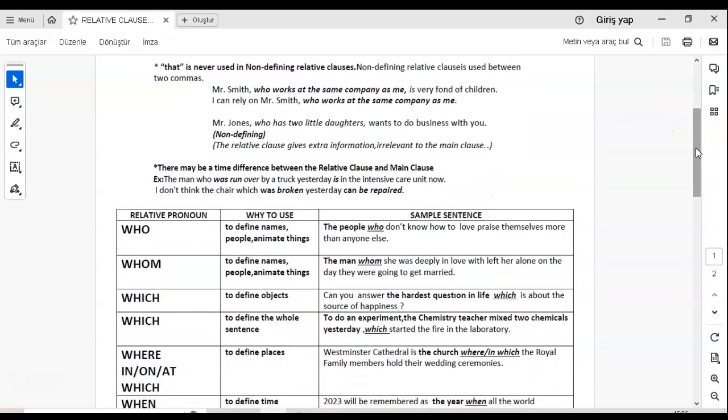And so there may be a time difference between the relative clause and the main clause. They don't necessarily have to have the same tenses or tense structures. We can use the past simple and the present continuous, or future or past, in the relative clause and the main clause. What do I mean? For example, the relative clause takes was wrong, but the main clause takes is. Or the relative clause takes was broken, but the main clause takes can be repaired. And so there doesn't need to be any harmony in the tenses used with the relative clause and the main clause.